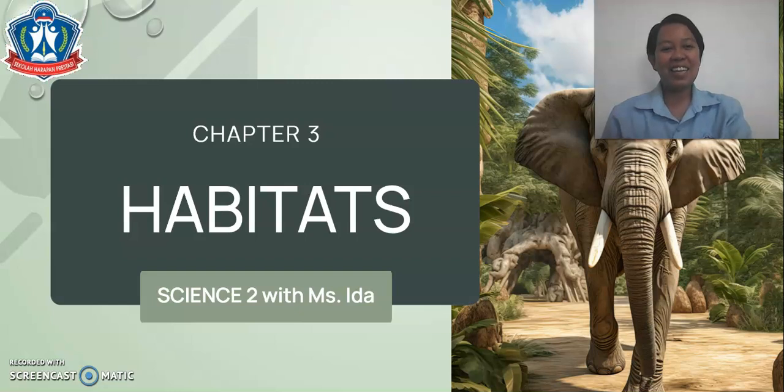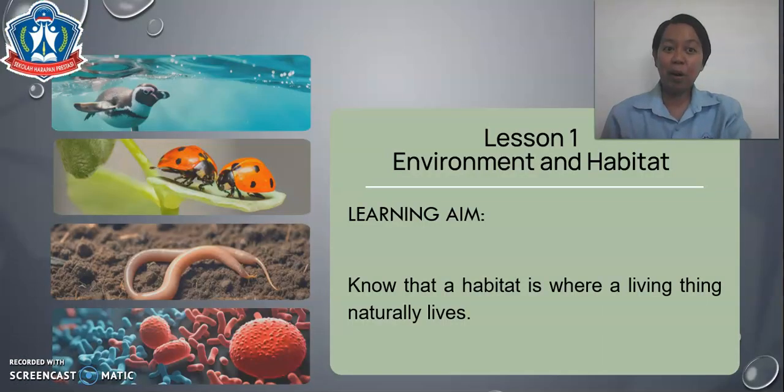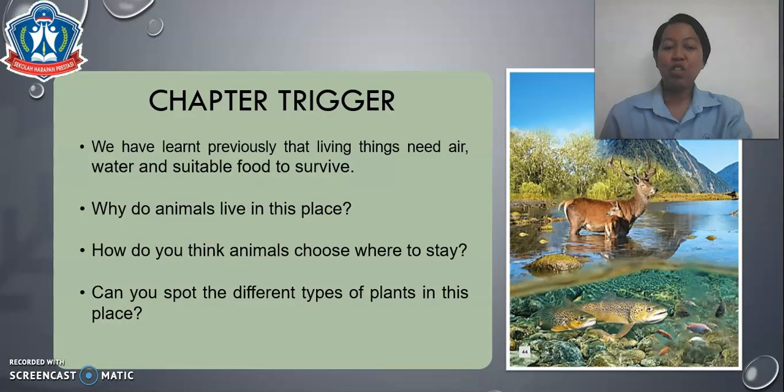Let's get started. For lesson 1, environment and habitat, our learning aim is to know that the habitat is where a living thing naturally lives. For our chapter 2 questions, we have learned previously that living things need air, water, and suitable food to survive.